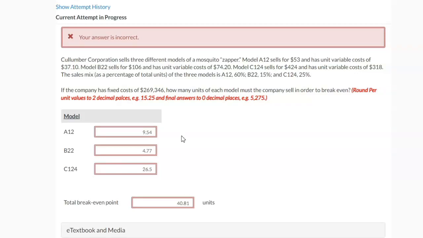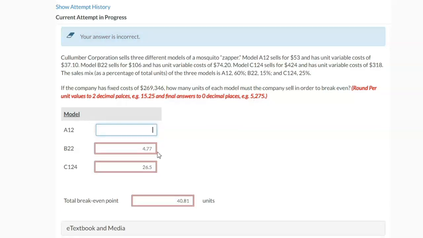But it doesn't go there. How many units must be sold of each? Put the 9.54 on a piece of paper somewhere. Add them all up. What do you get? 40.81. Okay, take that. That's your weighted average contribution margin.